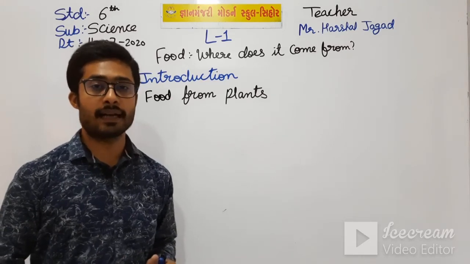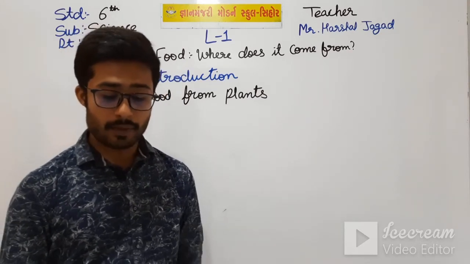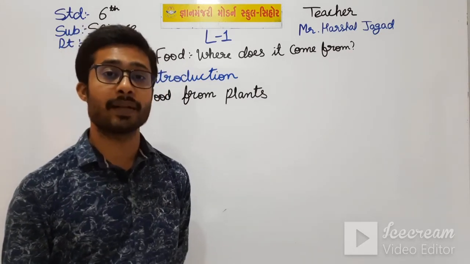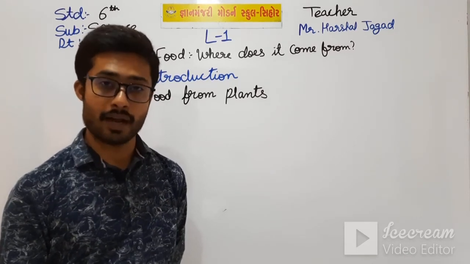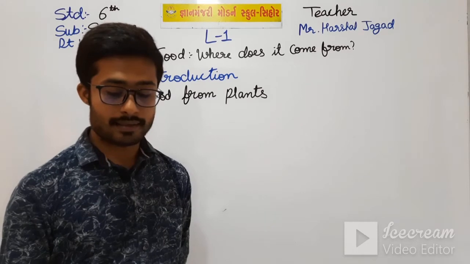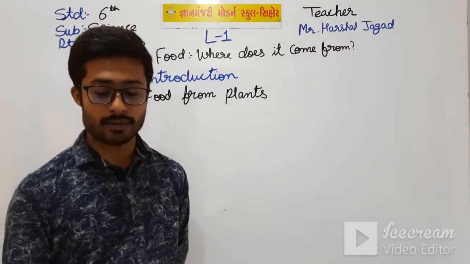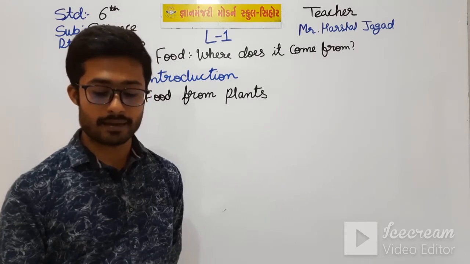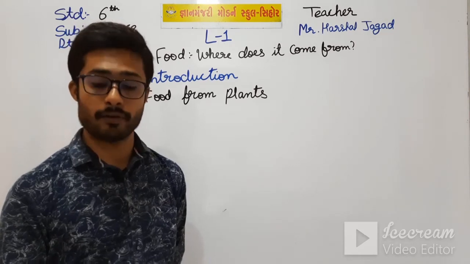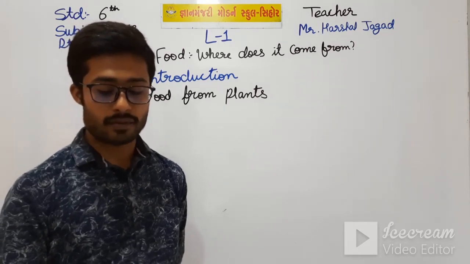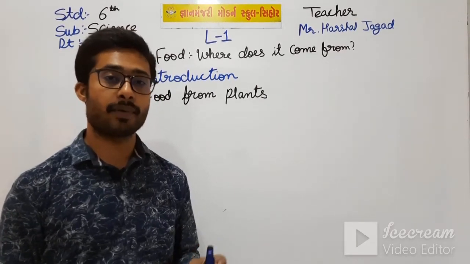So let's see that. In your textbook: green plants make their own food in the presence of sunlight, using carbon dioxide and water. This is why they are called producers. Plants store some extra food prepared by them in their different parts. This stored food helps them to survive in unfavorable weather conditions. So food is stored in plants in different parts.